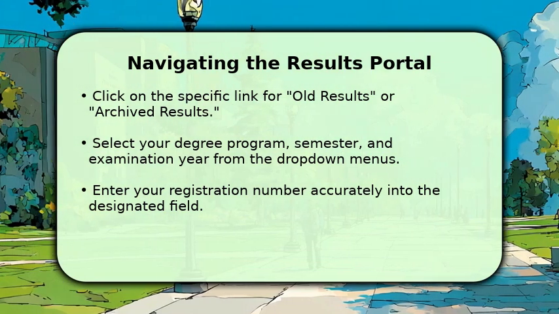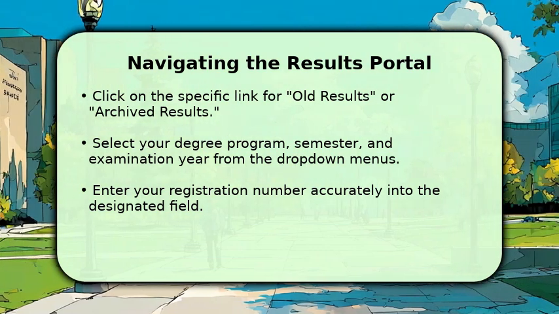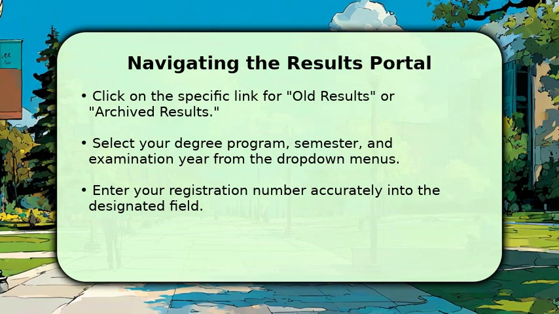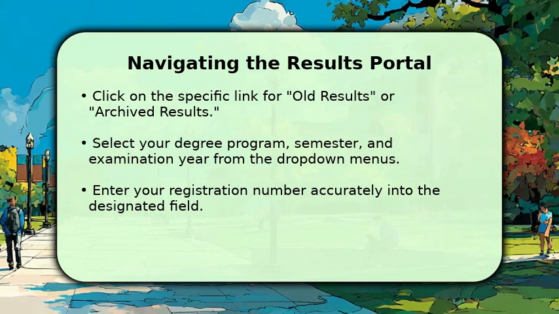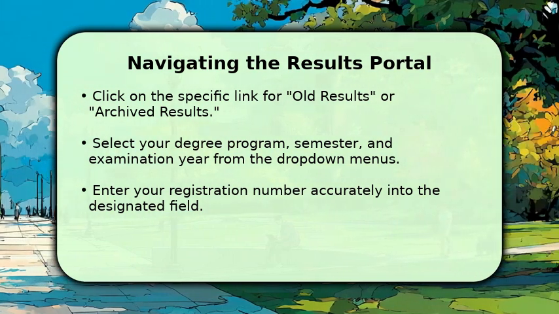You will then need to select your degree program, the specific semester, and the examination period from the provided drop-down menus. Carefully enter your unique registration number into the required field. Double-check all entered information to avoid any errors and ensure a successful search.